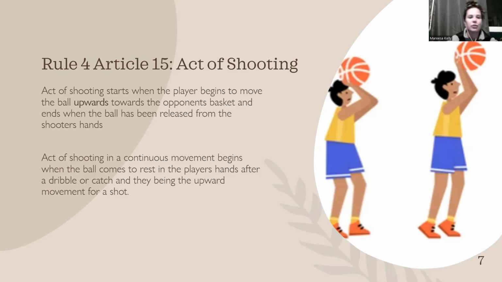before fouls and such. Continuous movement active shooting begins when the ball comes to rest in the hands of the player after a dribble and/or catch, and they begin the upward movement. This one refers to things like layups, commonly referred to as the gather, which FIBA doesn't use. So just as a terminology type situation.